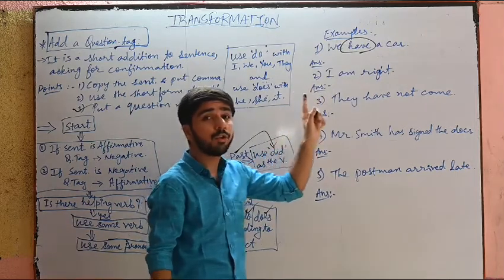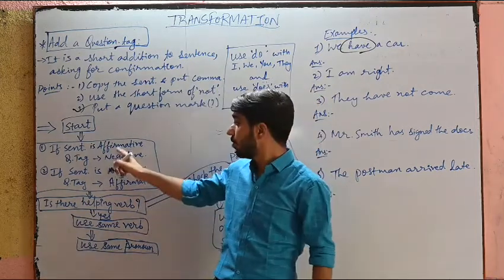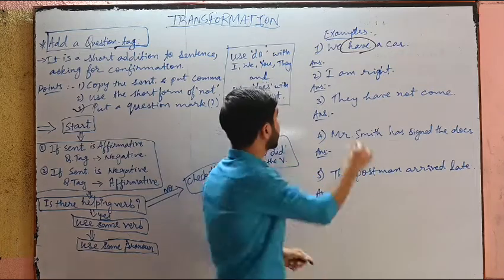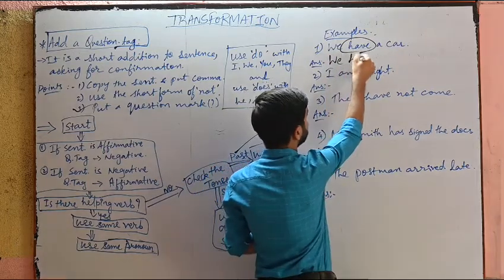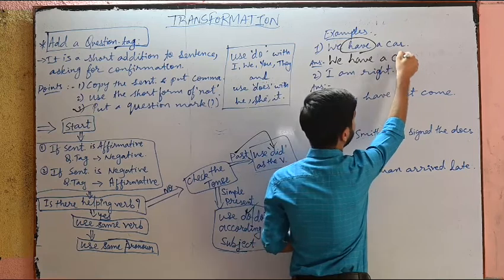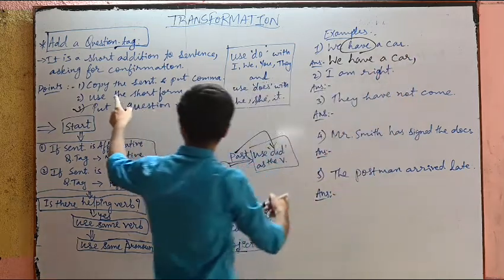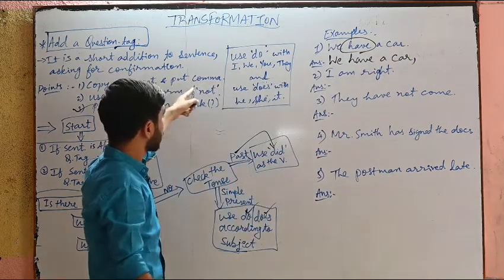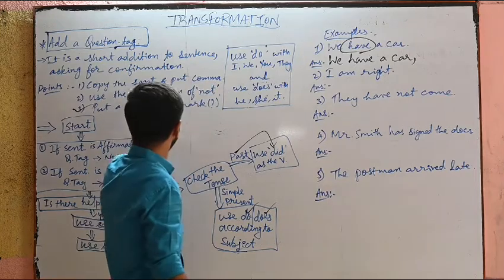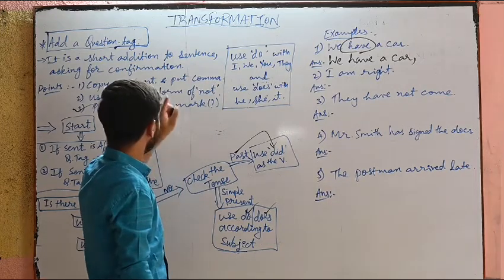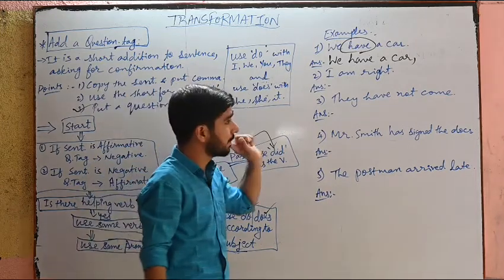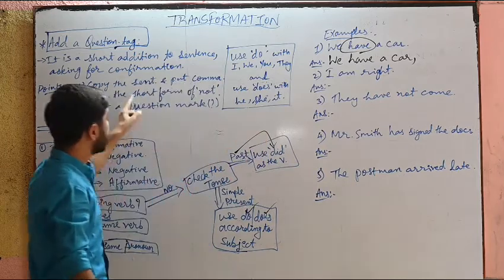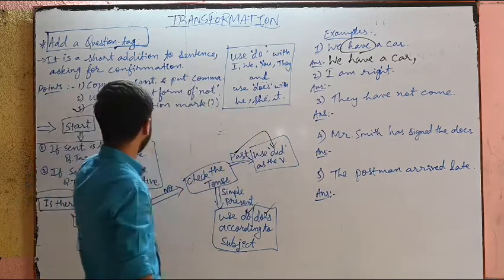But what do you do for the first? You have to copy the sentence. So copy the same sentence. We have a car, right? Then put a comma. That is using comma. You have to copy the sentence and you have to put a comma. So that is done. Now, what is the next? Use the short form of not and put a question mark.